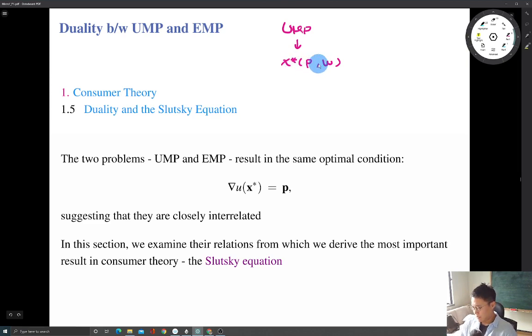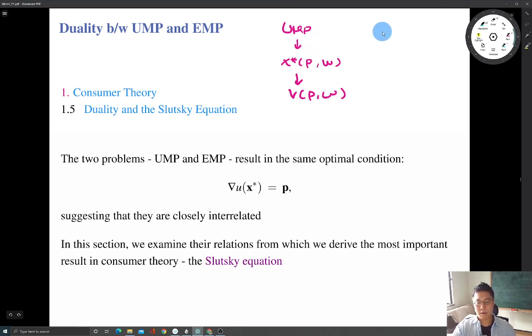And substituting this Walrasian demand into the original utility function, we obtain the value function, the indirect utility. And indirect utility is denoted by function V. That tells us what is the highest level of utility attainable given price vector P and consumer's income W. So just like the Walrasian demand, indirect utility depends on these two parameters.